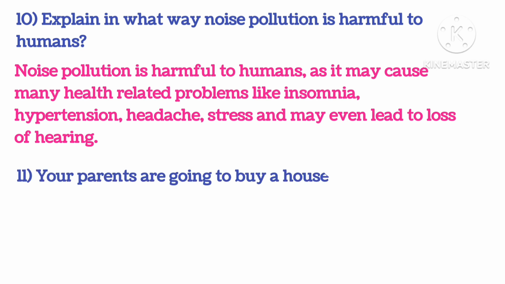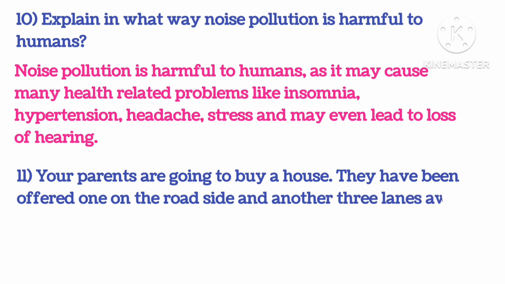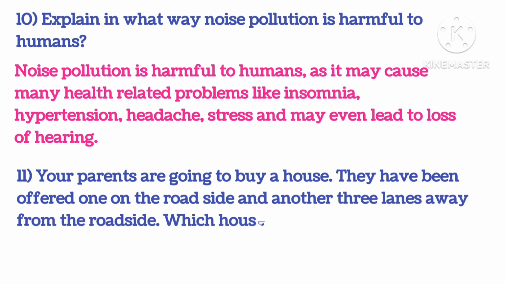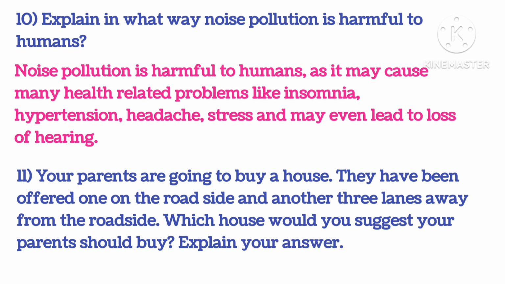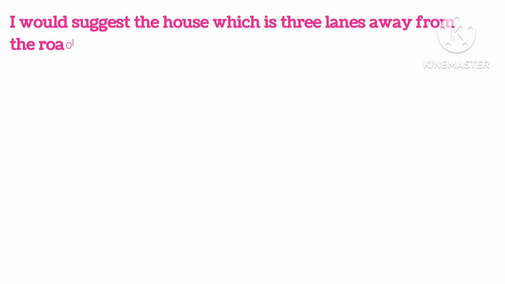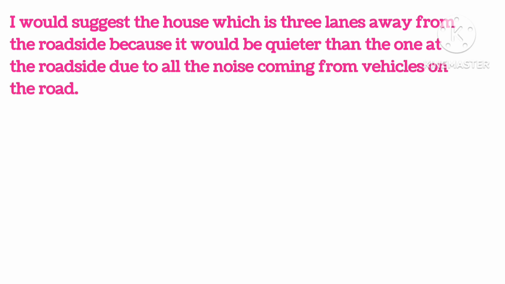11th, your parents are going to buy a house. They have been offered one on the roadside and another 3 lanes away from the roadside. Which house would you suggest your parents should buy? Explain your answer. I would suggest that the house which is 3 lanes away from the roadside, because it would be quieter than the one at the roadside due to all the noise coming from the vehicles on the road.